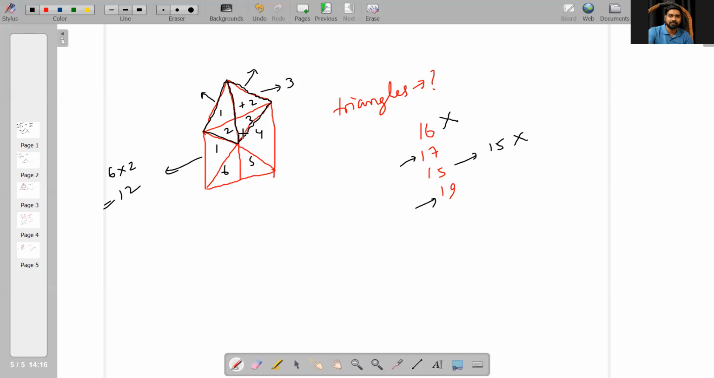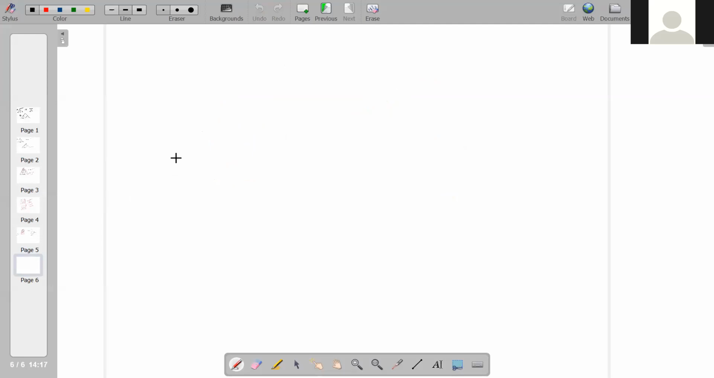Those who said 19, let's hear you say it. Where do you find a new triangle being formed out here? No, that means 19 is also incorrect. 17 is the correct answer because other than this, no new triangles are being formed. Clear? Yes, sir.